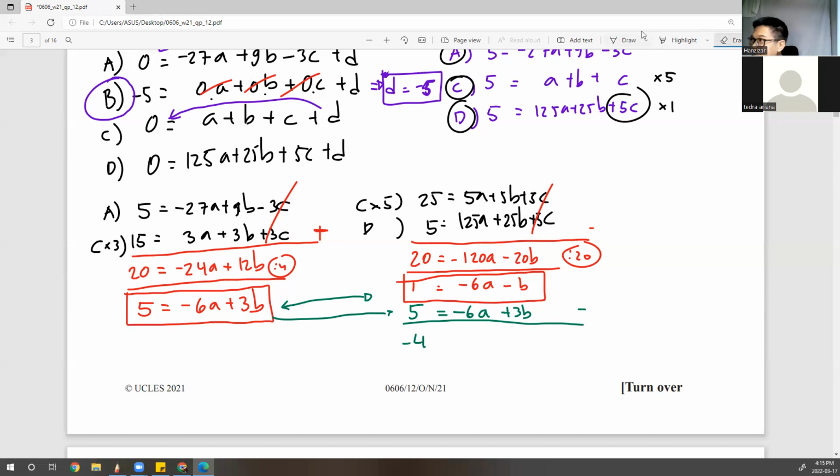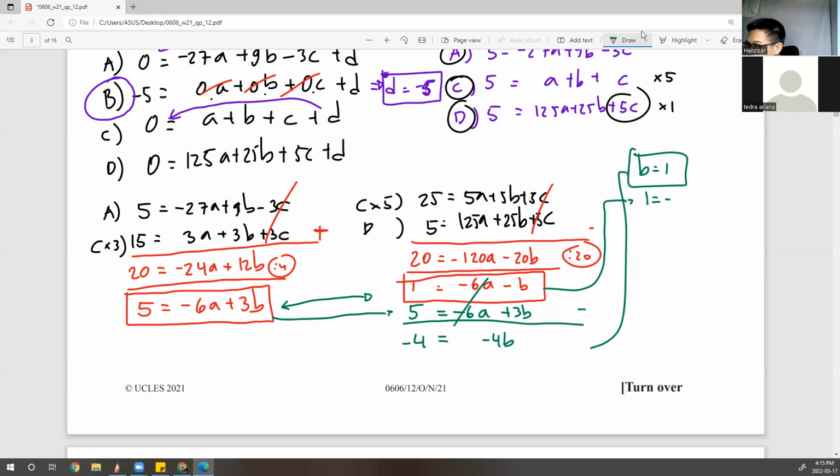1 minus 5, negative 4 equals negative 4b. So b equals 1, right? D equals negative 5, and you can put either here. Yeah, I think it's better. So 1 equals negative 6a minus b, right? I just changed the b by 1 that we already get. And then 2 equals negative 6a, and then a equals negative 1 over 3.